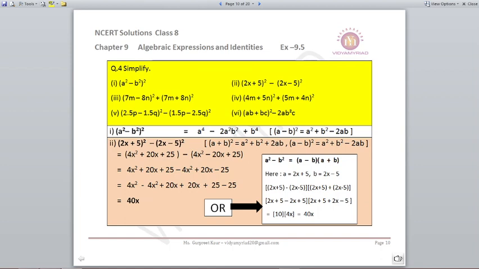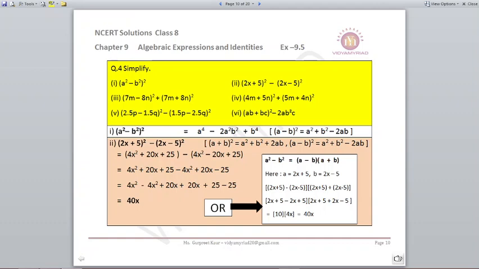Question number 4. Simplify. By now you should know all the formulas, and using those formulas we will simplify this. A square minus b square the whole square. What is the formula over here? A minus b the whole square, which is a square minus 2ab plus b square. So answer comes to a raised to power 4 minus 2a square b square plus b raised to power 4.